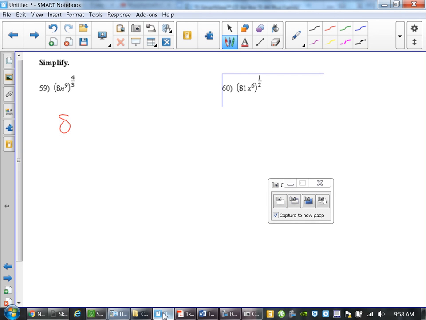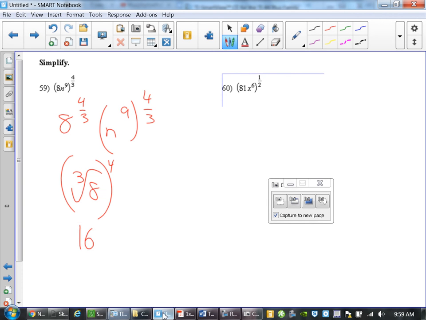So this is 8 to the 4/3, 9 to the 4/3. 8 to the 4/3 means the cube root of 8 to the 4th, which is, power to power you multiply. 9 times 4/3 is, what is that number? Is that 12? Yeah, it's 12. That's an ugly 12.